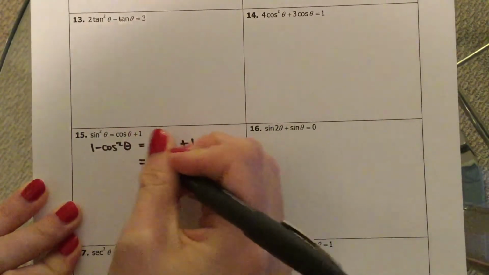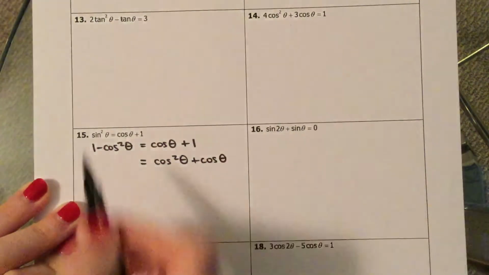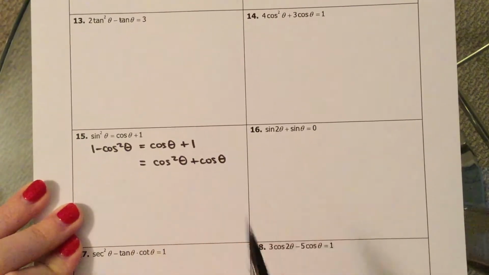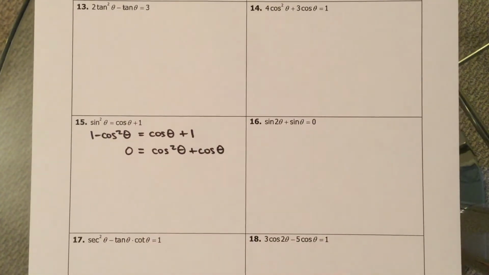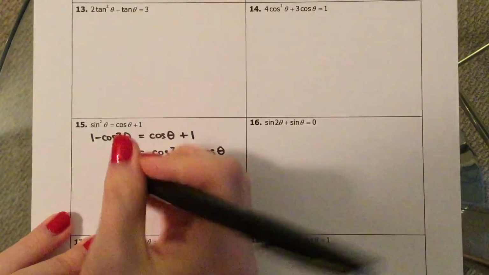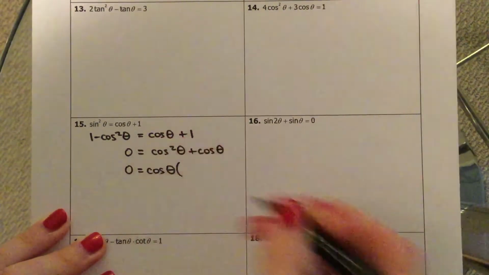So add cosine squared over here. It will join the cosine that's already here. And then when I subtract 1, 1 minus 1 is 0. So there are no plain constants on either side. Quadratic, we go to factor it. This one you can take out a GCF, very similar to the second problem I did. So factor out a cosine.